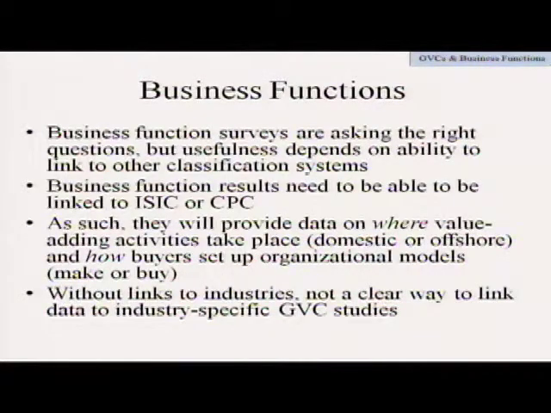So I just showed this. Ronald's already covered it. Business function surveys are asking the right questions, but critically, we have to be able to link those categories to the other classification systems. So that's the challenge on the business service side. We need to link them to the ISIC or CPC data. We also need to know where value-added activities take place, and that's already, I think, being built into the Canadian and other surveys. But without links to industries, there's not a clear way to use it in GVC studies.